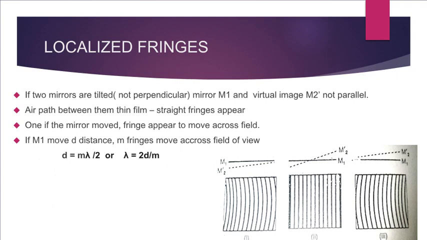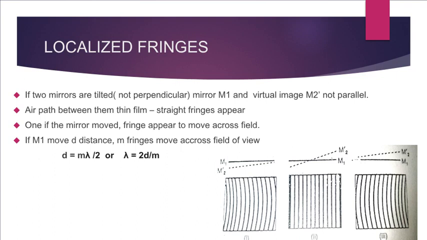When M1 is still moved such that the mirror M1 and the virtual image M2 of mirror M2 get a position as shown in the figure, the fringes are again curved but with their convex side towards the right. Localized fringes become invisible for large path differences of the order of several millimeters.